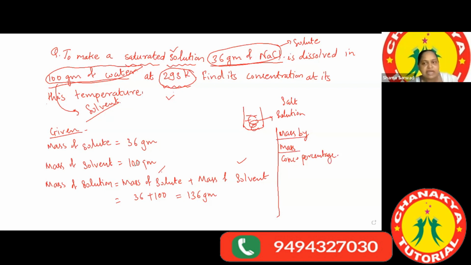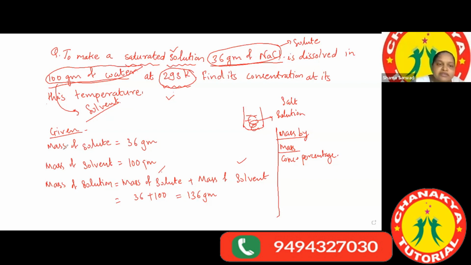Because we have learned mass by mass concentration percentage, mass by volume concentration percentage, and volume by volume concentration percentage. I have chosen mass by mass because they asked here to calculate the concentration at this temperature. They didn't give me any option that you have to calculate only mass by mass percentage or mass by volume percentage or volume by volume percentage. Is anything mentioned in the problem? No. But then I have chosen mass by mass percentage.